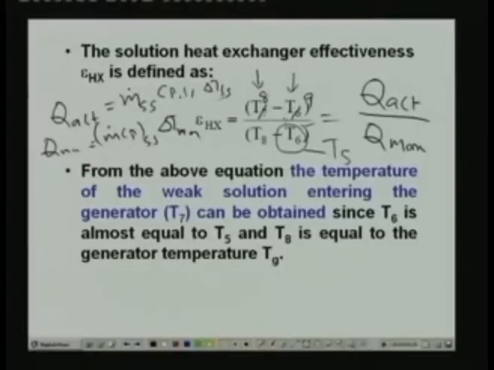And T8 is your generator temperature. So from this you can find out what T9 is. That is the use of this particular equation.